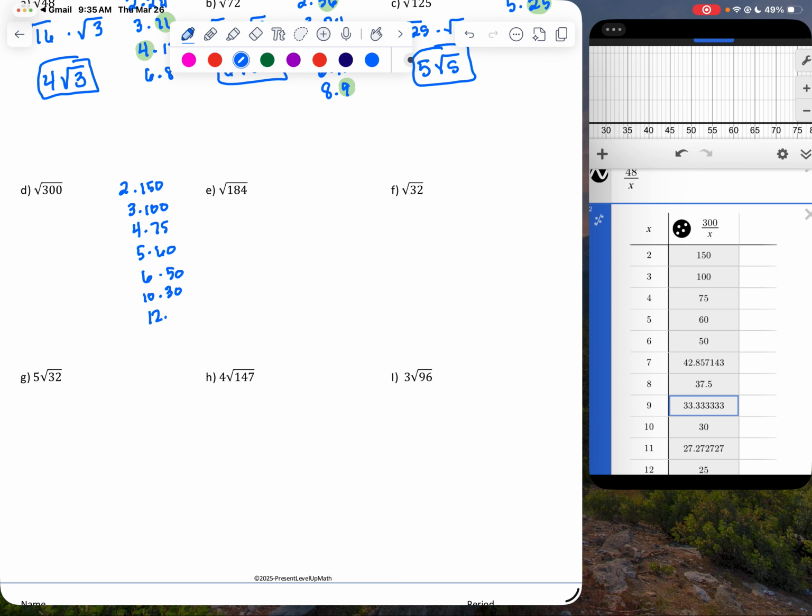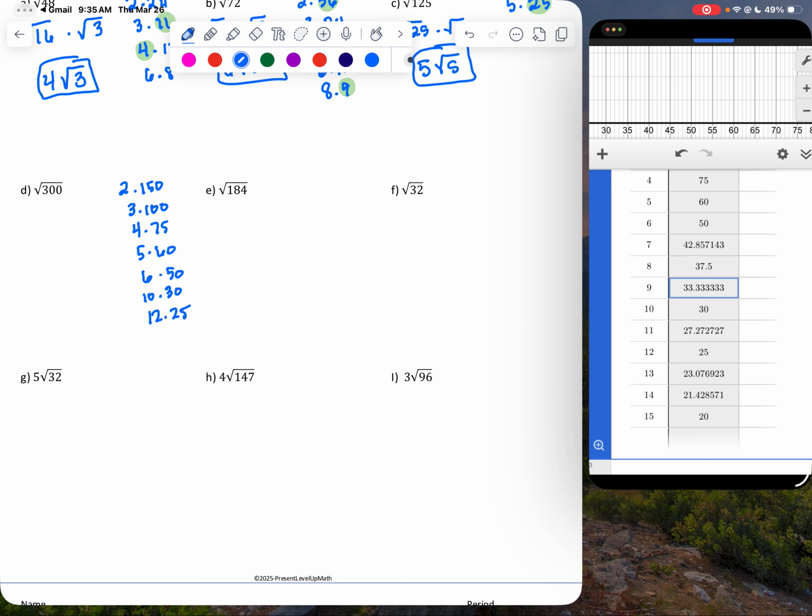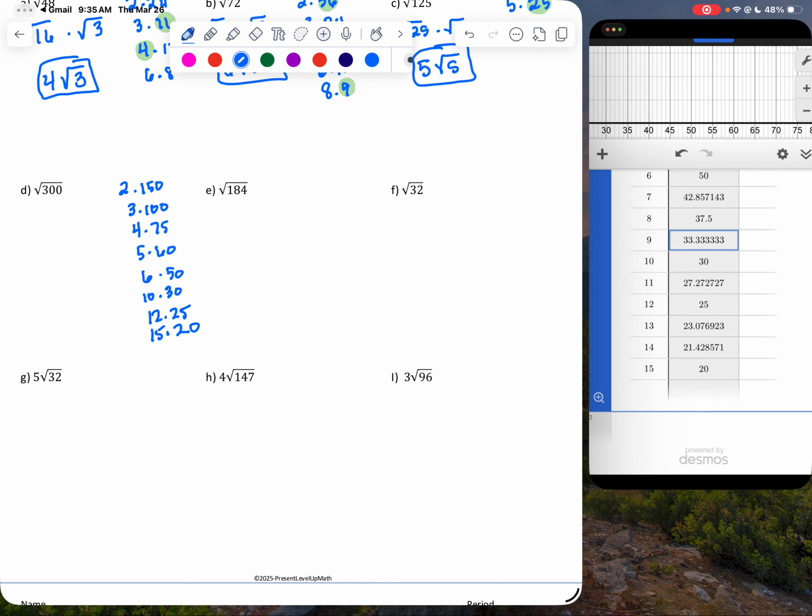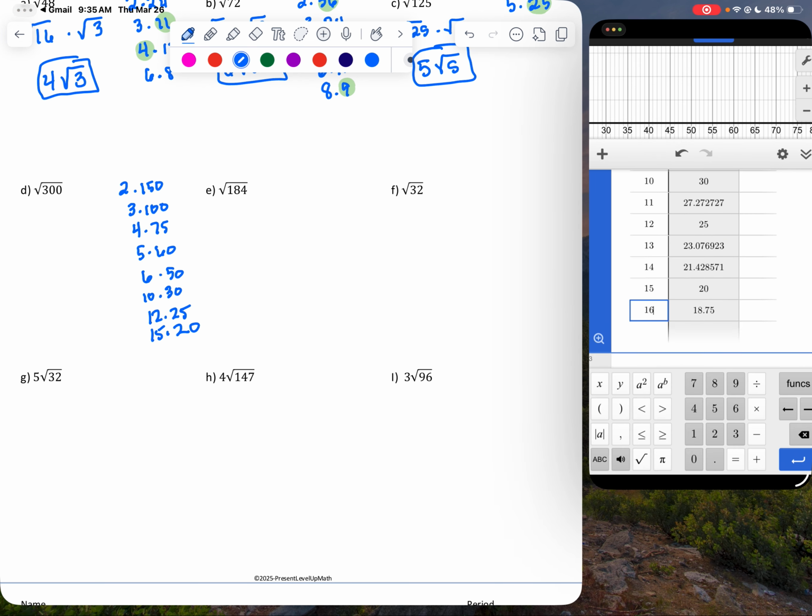12 times 25. 15 times 20. Ooh, I wonder if there's any more. I'll keep going here. 16, 17, 18, 19, and 20. 20 and 15 we already have listed, so we came to our repeater. So that means we're done.